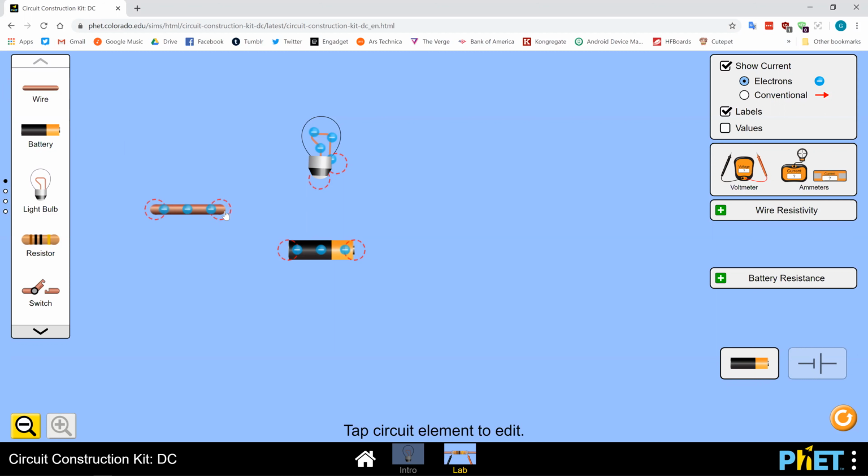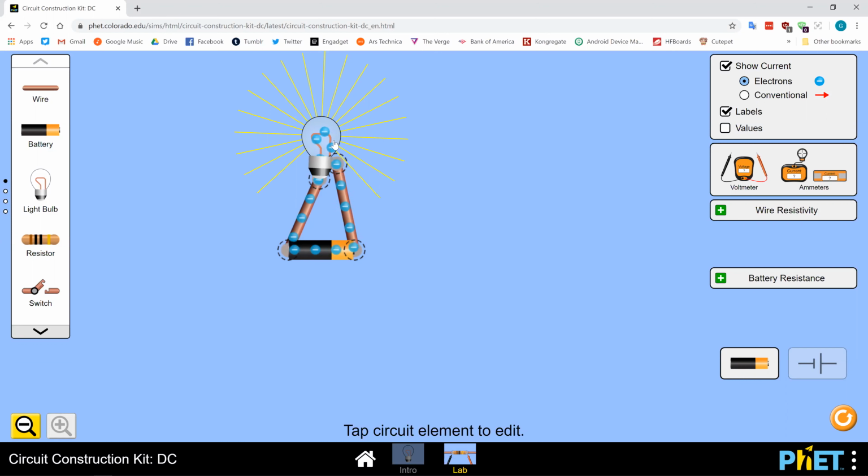To connect this up and get it running, I'm going to take one of these wires, which also has 2 points of connection, 1, 2, and I'm going to connect one into this end of the battery, and then I'm going to connect this down here, and now I've got this lit up and working. Now you can see the electrons are going through the circuit this way, and that is my current that's flowing through the circuit and causing the light bulb to light up. So this is one configuration.